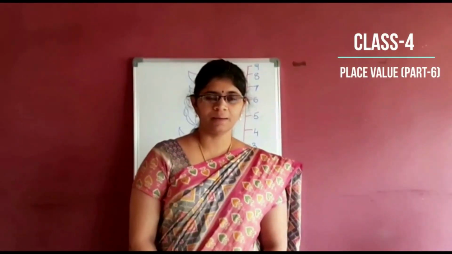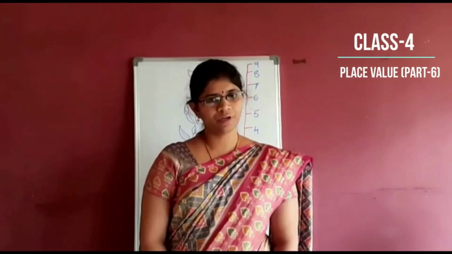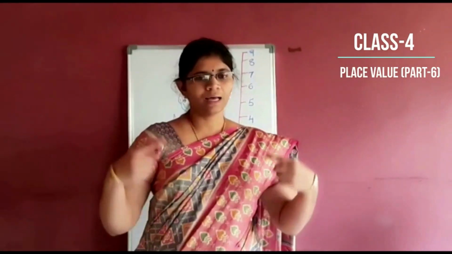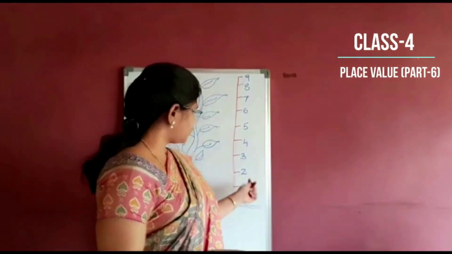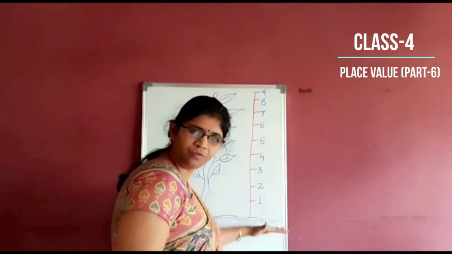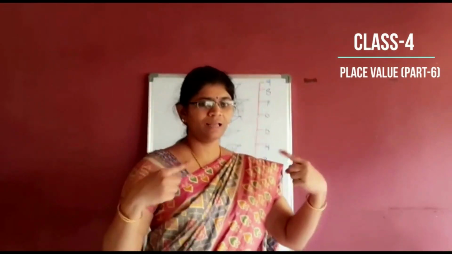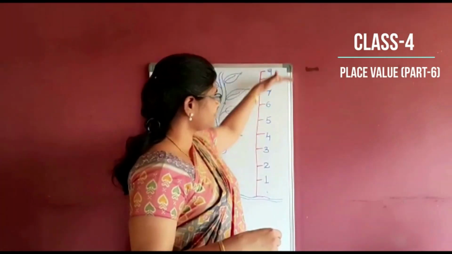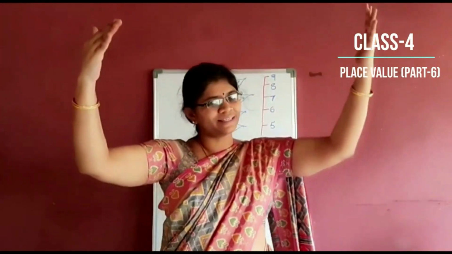Now let us learn a math song for rounding off numbers. La la la la la la la. 1 2 4 go to floor. La la la la la la la. 5 to 9 climb up the vine.